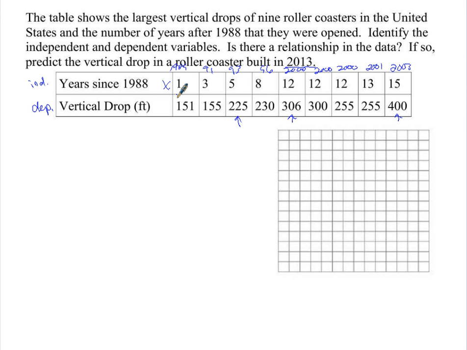That's your x-axis. So that makes this one y. Okay, now I'm not being very creative. I could have chosen t for time and v for vertical drop, but this is going to work just fine. Now, do we have negative time? Do we have negative heights? No. So I can put my axes here.